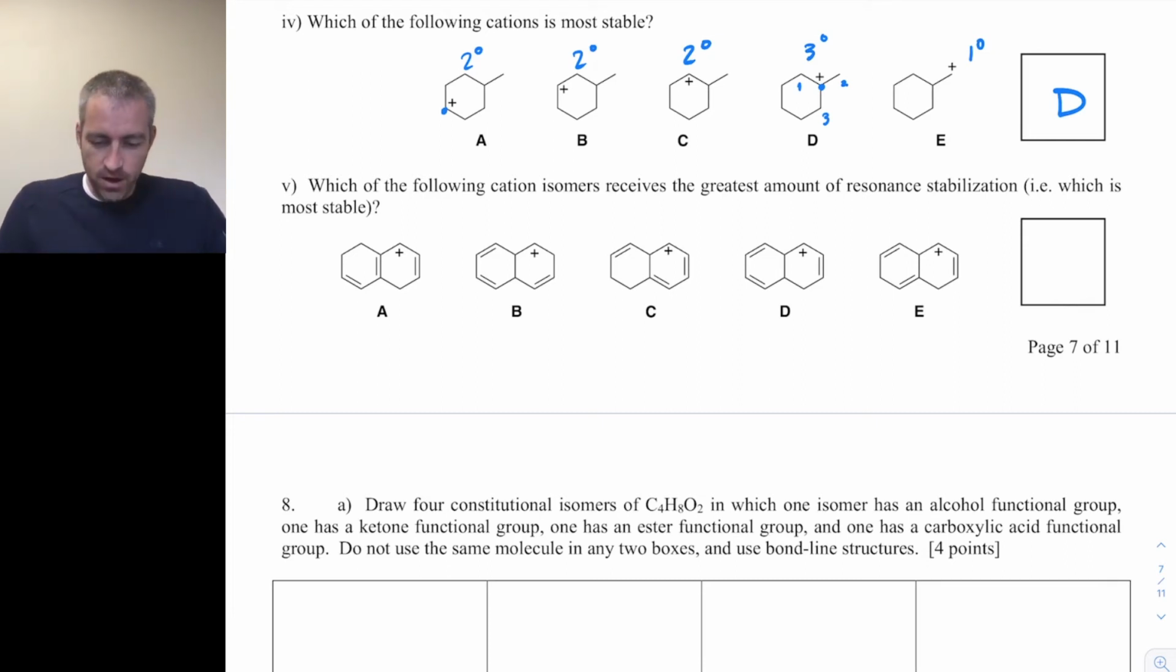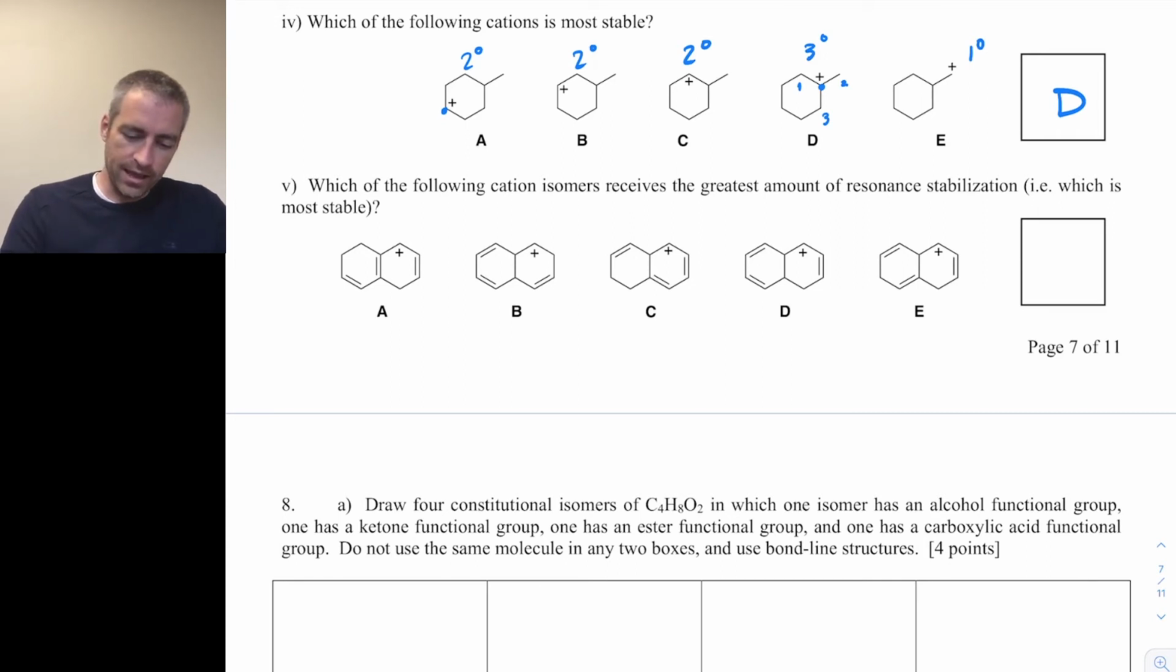Number 4, which of the following cation isomers receives the greatest amount of resonance stabilization? Which is most stable? So this is a tough question for a lot of people. I remember when we gave this midterm a while back. What you basically do is you make resonance structures, and whichever one can make the greatest number of resonance structures is going to be the one that's most stable.